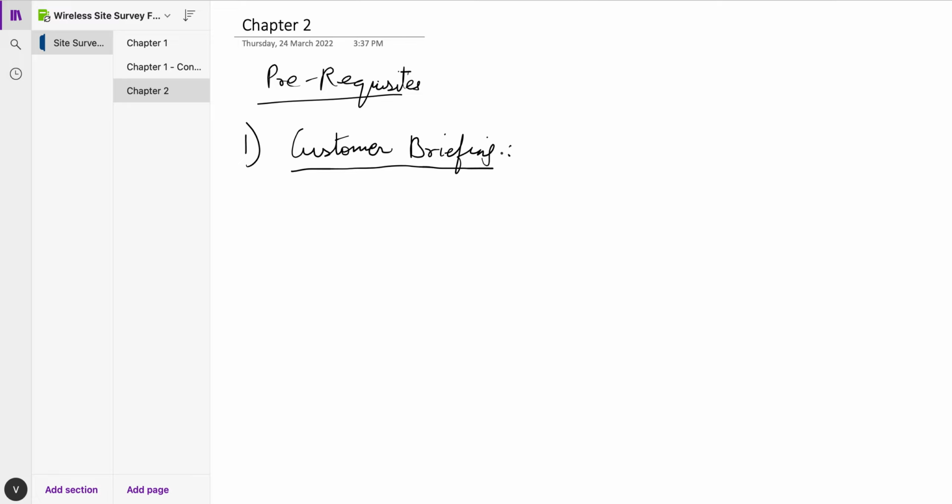Customer briefing. The moment you are asked to do a site survey, the right way is to sit with the management and understand the requirement. That is a must. Sit with the management. Understand, talk with them. Why do they need the Wi-Fi? What is the reality and what is the requirement of this Wi-Fi network, right?